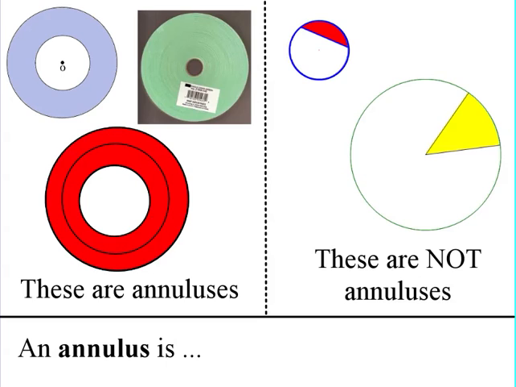All right, let's look at this. Annuluses. Sorry, I had to pronounce it again. These are annuluses. These are not annuluses. So this is a new word. I bet you've never heard of the word annulus before. So what I want you to do is come up with what an annulus is.